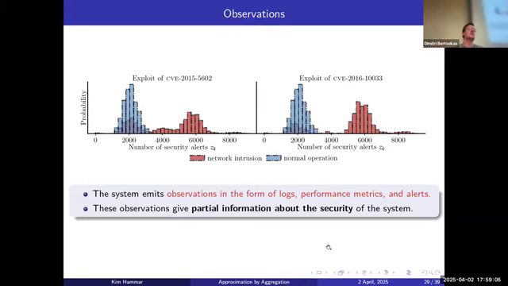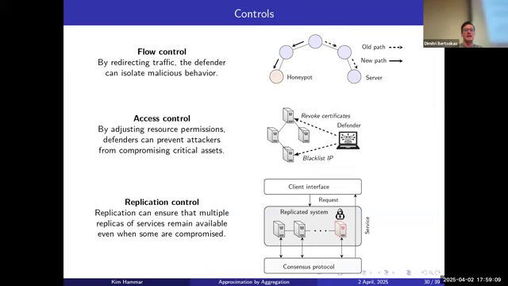So this would then be your observation distribution in the POMDP. And regarding the controls, this can be almost anything to reconfigure the network, but here's just 3 examples. So one control will be flow control, where you dynamically reprogram your network topology, to redirect network flows and try to isolate potential suspicious network traffic.